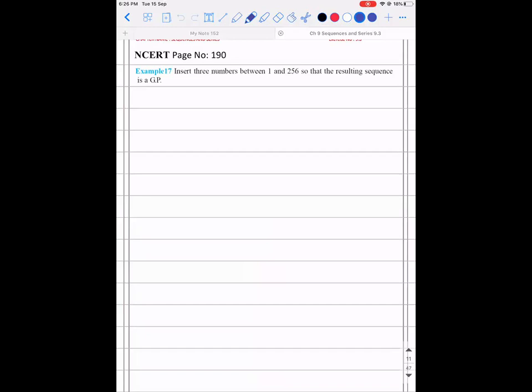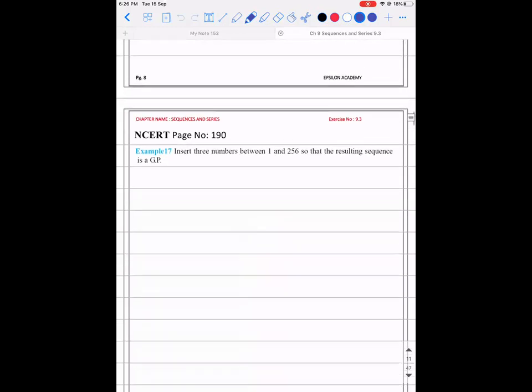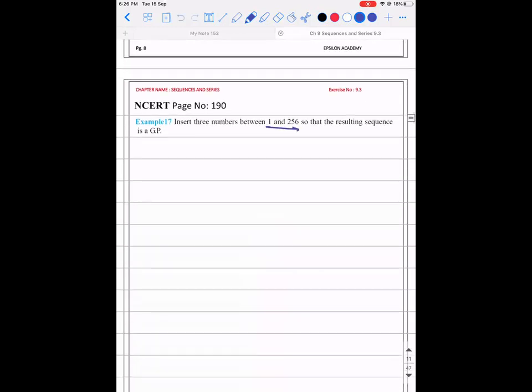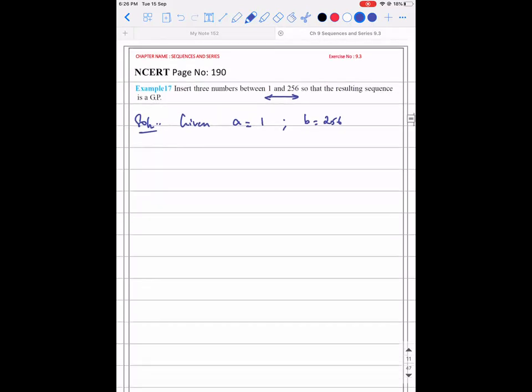So example number 17. Insert three numbers between 1 and 256 so that the resulting sequence is a GP. Given A is equal to 1, B is 256, right? A is 1 and B is 256, then we need to insert three numbers, right? So 1, 256. What are three numbers? G1, G2, and G3. So what are we supposed to do?